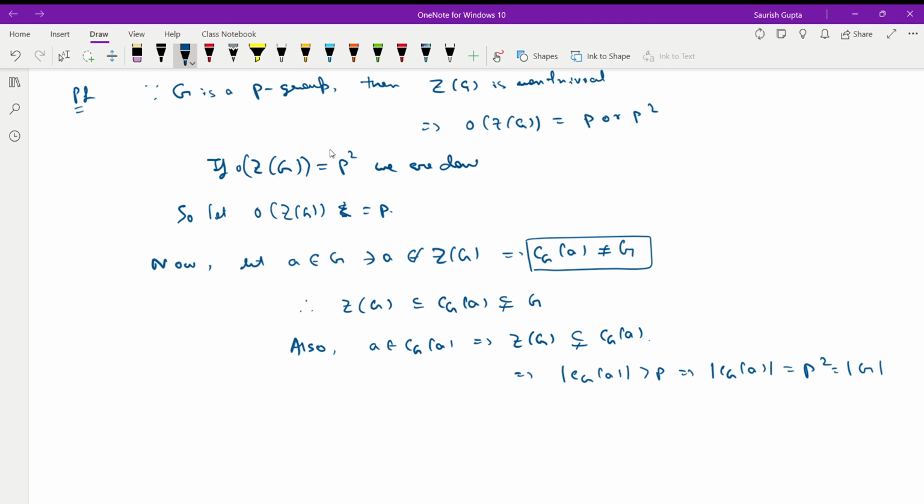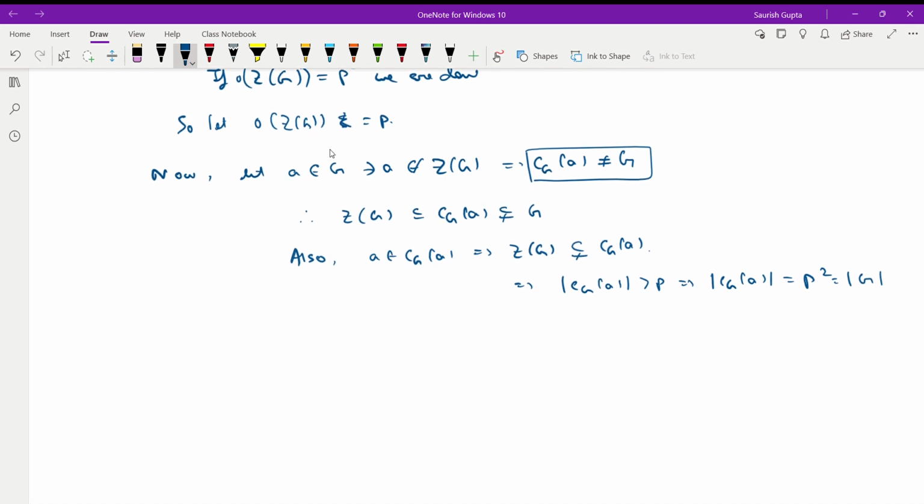Or you can also continue by stating that if the centralizer of A is equal to P squared, that is, if the centralizer of A equals G, then immediately we have the fact that A must be an element of the center. But that's again a contradiction, so we can approach it this way. Because we had previously seen the fact that the centralizer of A is equal to G if and only if the element A is contained in the center of G. So this is an obvious proof.